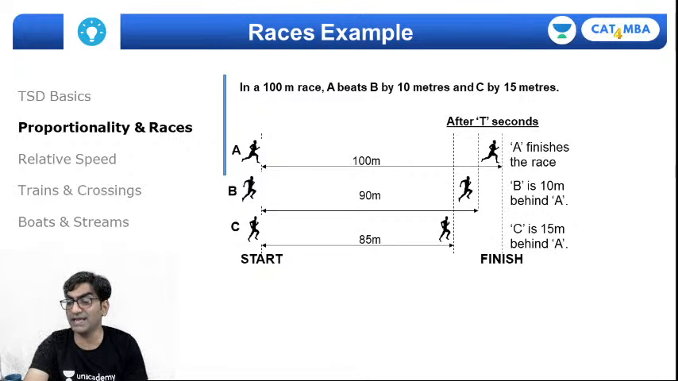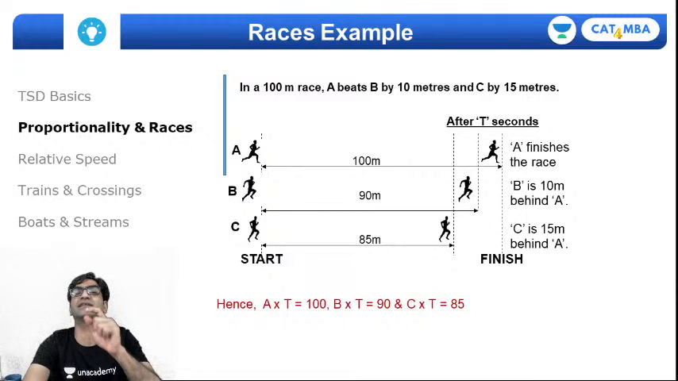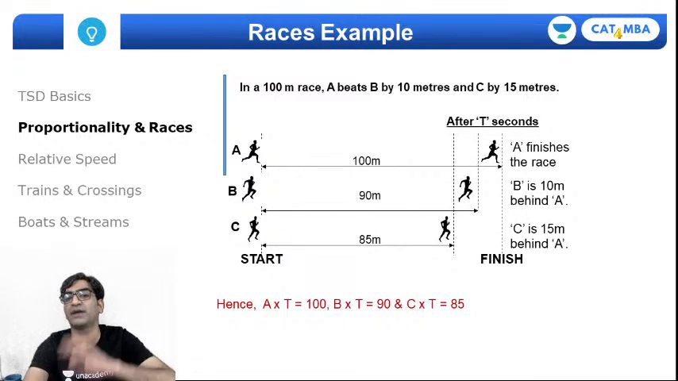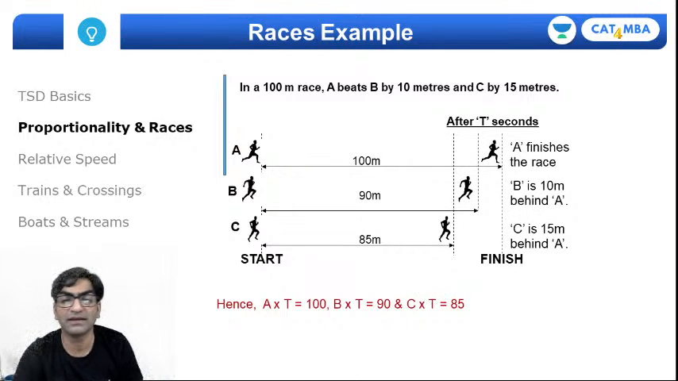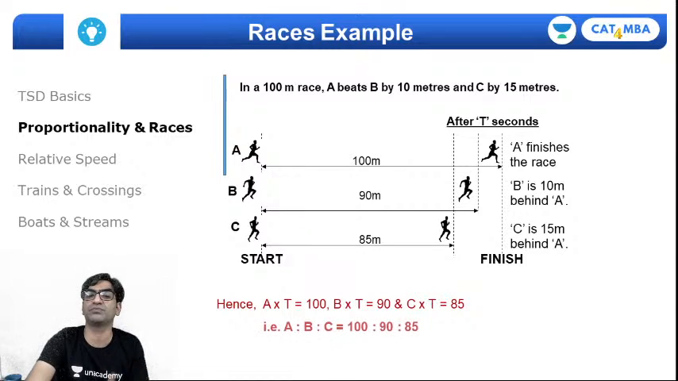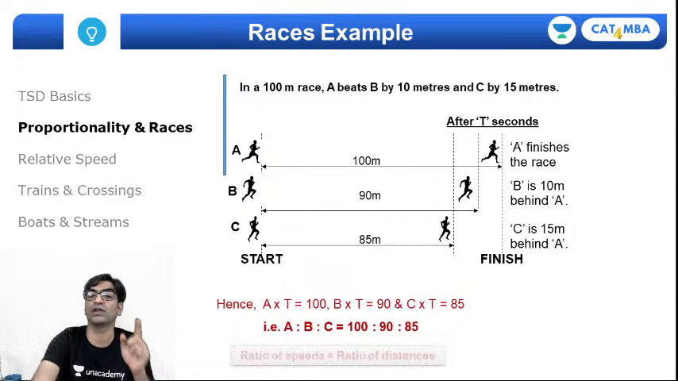So this means that in the same time t, all 3 runners have run 100, 90 and 85 meters, which means I can now say distance equals speed into time. I can say 100 equals A into t, 90 equals B into t, and 85 equals C into t. So if I take this in ratio terms, A is to B is to C comes out as 100 is to 90 is to 85. So this is something that you'll use all the time, right?